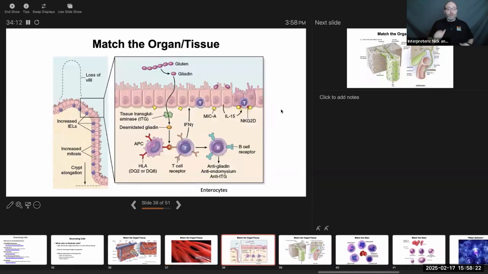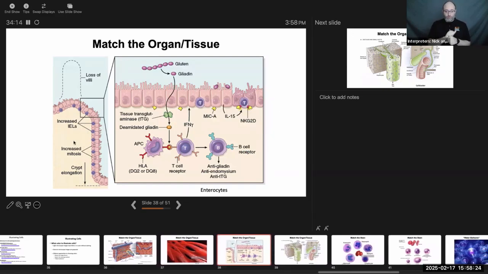Here's one from my own work. This is actually showing the pathology of celiac disease. And so what we're looking at here are enterocytes, or the epithelial cells that line the intestines. So I made them intestine color, kind of a peachy pink color to match the intestines.